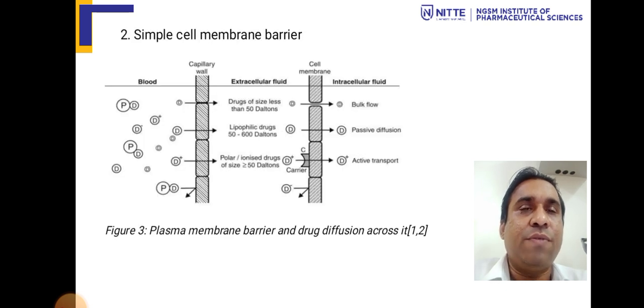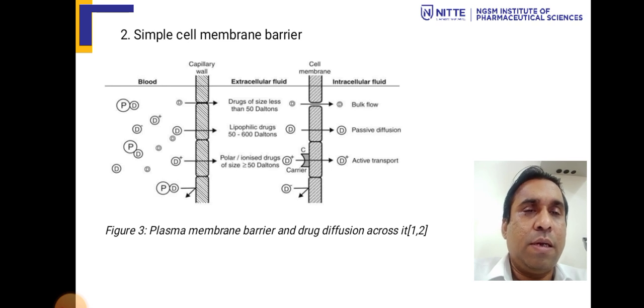The second one we will see, simple cell membrane barrier. In this, as you can see in figure 3, plasma membrane and drug diffusion across it. Reference is 1 and 2. Protein and drug bind together and form a larger molecule, protein drug, whereas the free drug crosses easily and goes into the extracellular fluid.